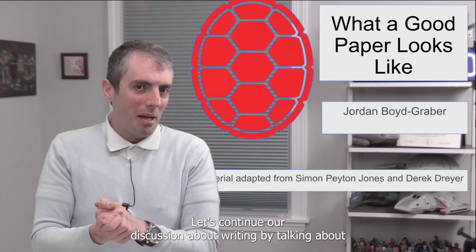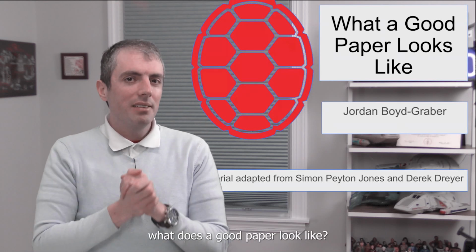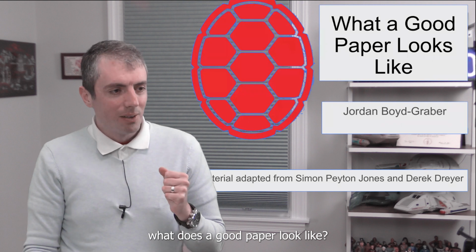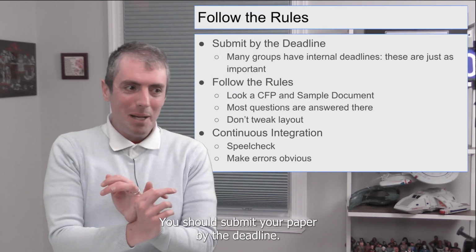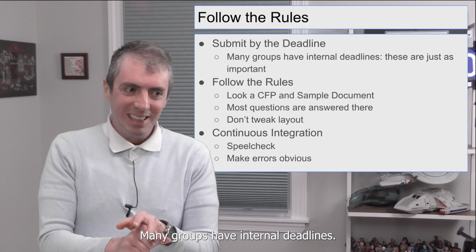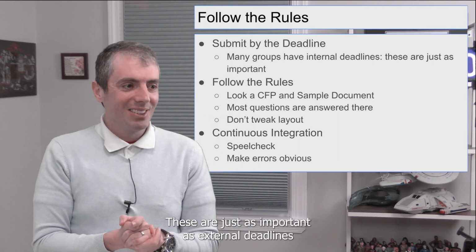Let's continue our discussion about writing by talking about what a good paper looks like. First, let's begin with the simple stuff. Follow the rules. You should submit your paper by the deadline. Many groups have internal deadlines. These are just as important as external deadlines.